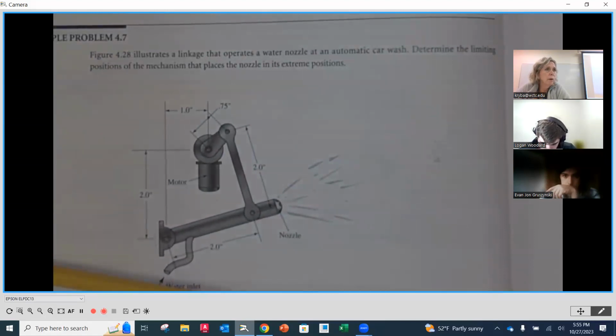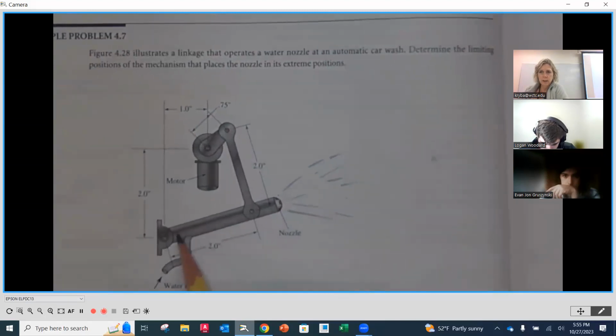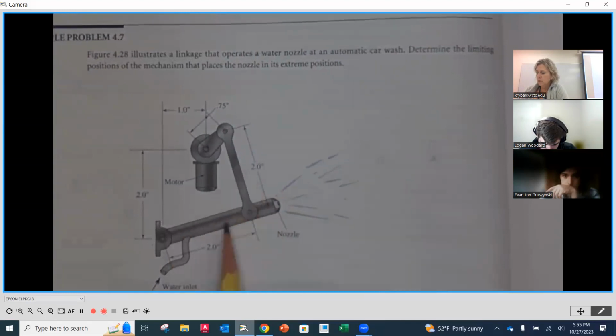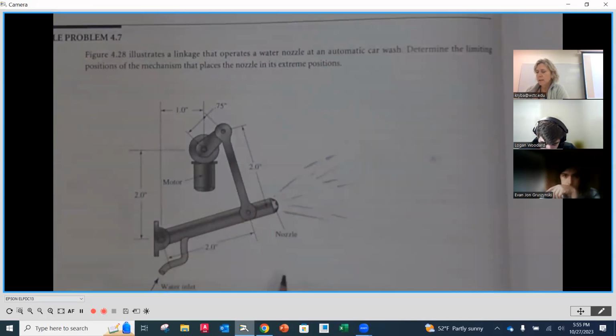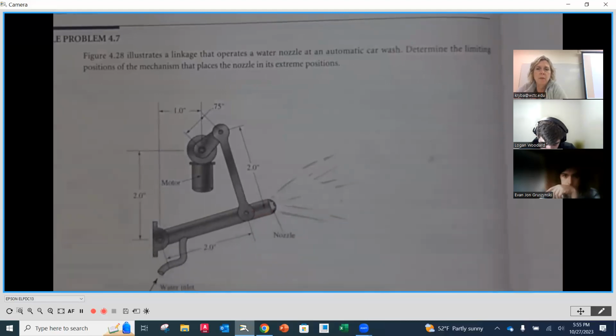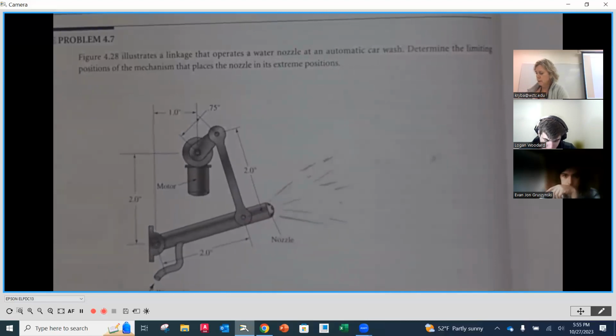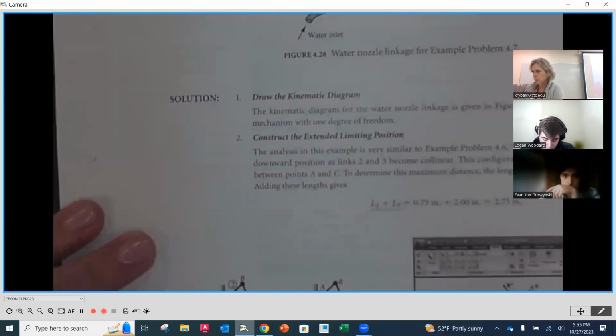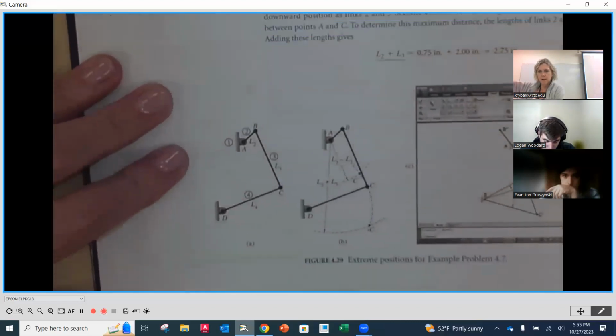Okay. So we want to know what is the resulting highest position angularly of that link number 4, and then what is the lowest so that we know what the total throw of that nozzle is. Okay. And then we can see, is it going to provide the coverage that we need for our car wash. Okay. So step number 1 is going to be to determine or put our kinematic diagram in place. Okay. And that's going to be down here.